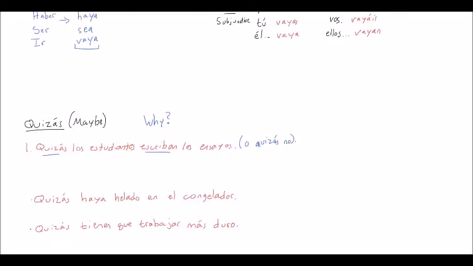We see that also in the second example. Quizás haya helado en el congelador. Haya is the subjunctive. Maybe there's ice cream in the freezer. But the other option is that maybe there's not. Since we're unclear of what's on the other side of our fogged up window, we use the subjunctive.